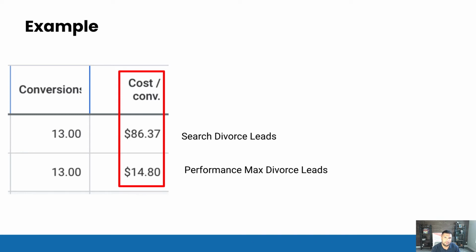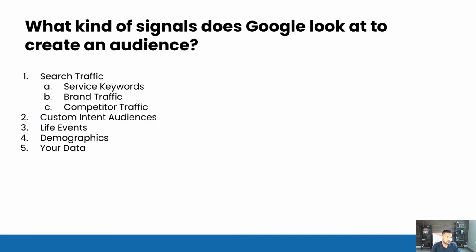So what kind of signals does Google look at to create an audience, right? So why is there traffic that's really, really good and traffic that's not so good? So Google creates all of these audiences with different things, and I'm going to show you that in the live walkthrough, the main audiences that we use. But the first one is search traffic. So people who are searching for a divorce attorney, they can create an audience off that. Now, within search traffic, there are different tiers of traffic types. So the major ones are service keywords, brand traffic, and competitor traffic.